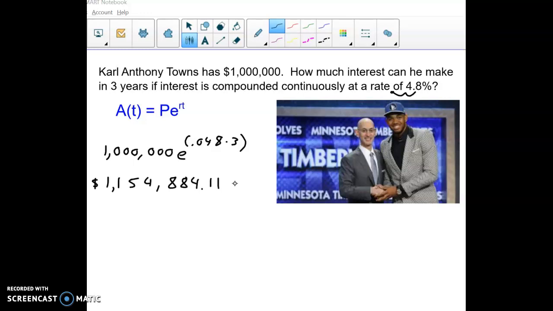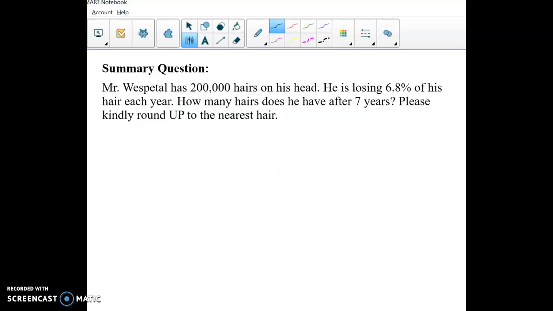All right, so please note that we typed it in and got this number, and that's not how much interest he made, that's how much he has. So he has about 1.1 million at the end of 3 years. And so how much he made is actually, you have to subtract off the million he already had. So basically he made, which is not bad, right? He made $155,000 in 3 years just off the interest from his $1 million. So pretty good deal for Mr. Towns there.